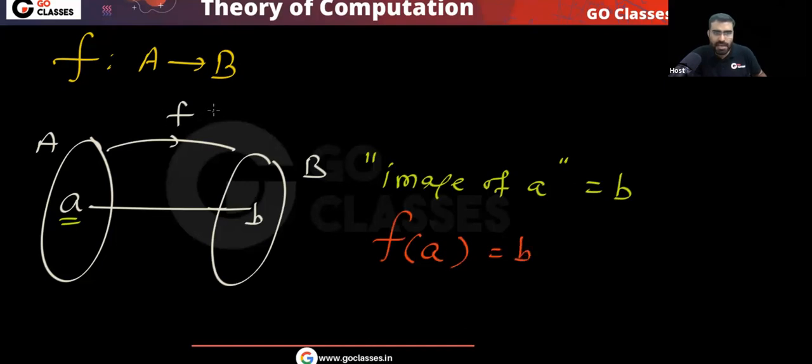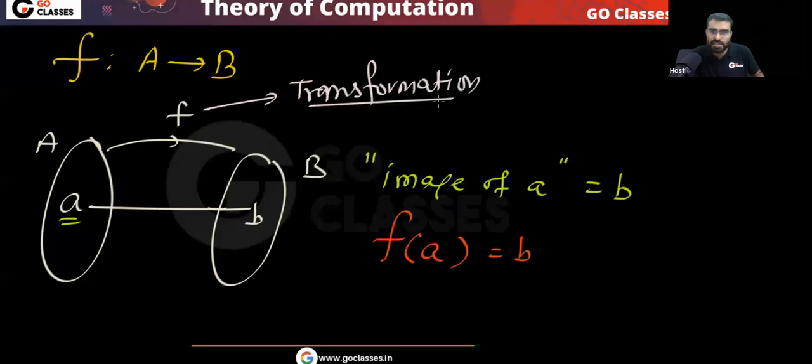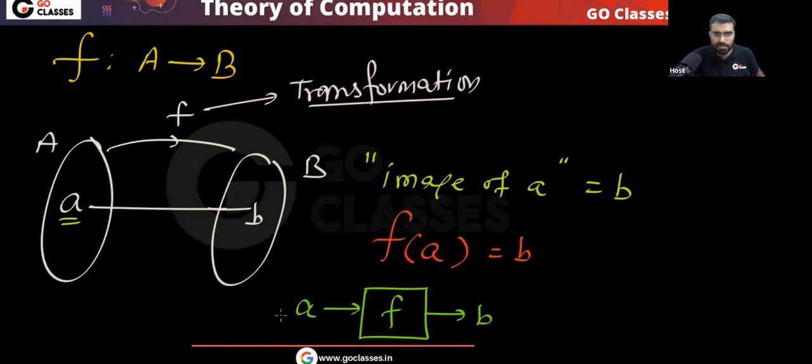Remember, this f is a transformation. So what is this f basically doing? If you give a as the input to this f, then the output will be b. Yes or no? If the input is a in this function f, then the output will be b. I can say the image of a is b. So this is the point.